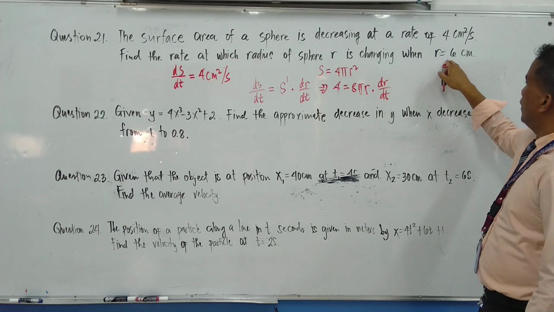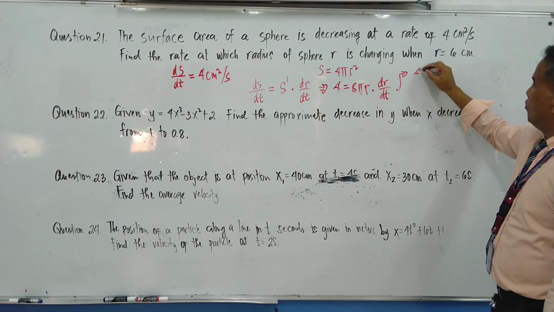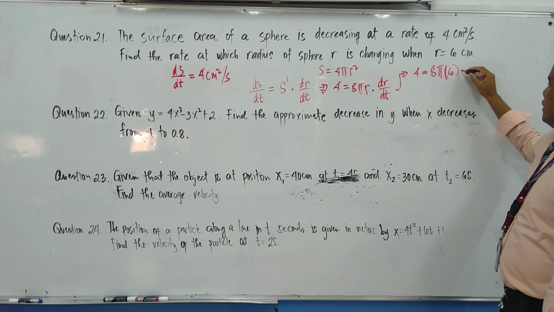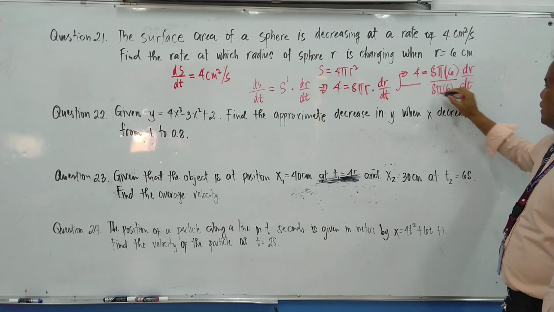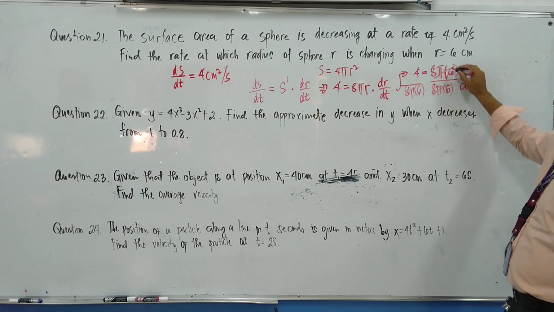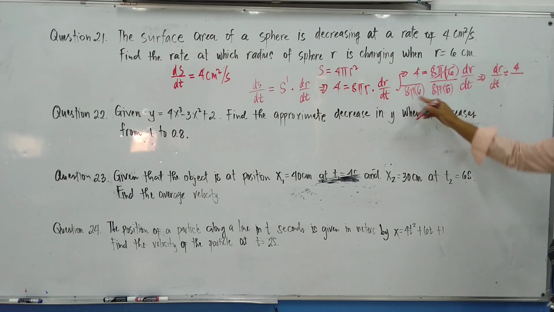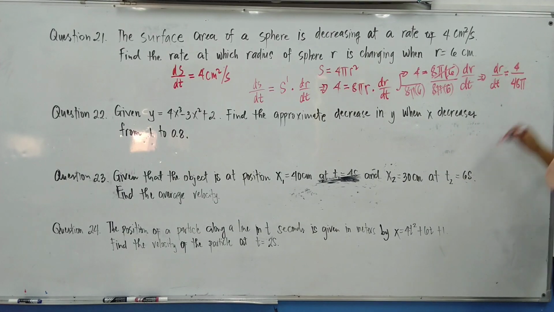So we will now replace r with 6 cm. Substitute it here, so it becomes 4 equals 8 pi times 6, then times dr over dt. So divide both sides by 8 pi times 6. So cancel this. Okay, so we now have dr over dt equals 4 over 8 times 6, which is 48 pi. Then 4 over 48 in lowest terms equals 1 over 12 pi.